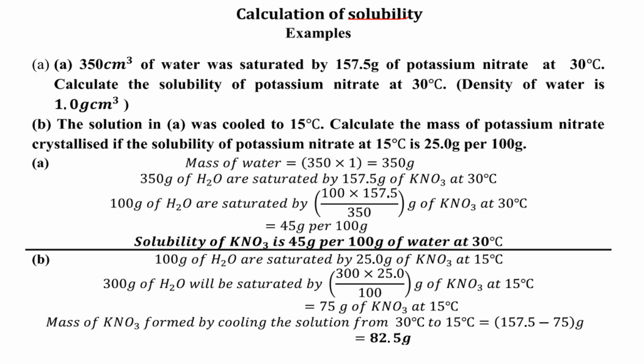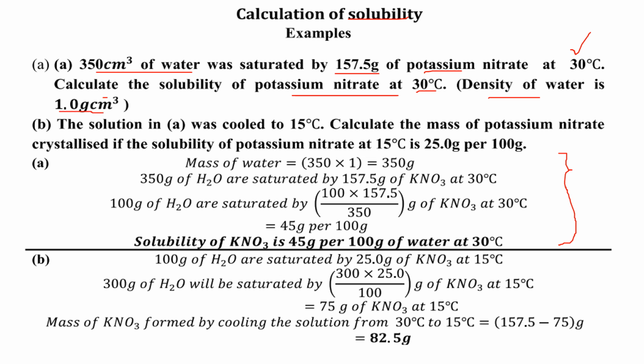Now mostly these questions, in case they are asked, they are brought in paper 1. So part A, we are having that 350 centimeters cubed of water was saturated by 157.5 grams of potassium nitrate, and this was done at a constant temperature of 30 degrees Celsius. Now we are prompted to calculate the solubility of potassium nitrate at the same temperature. Now the density of water is going to be 1 gram per centimeter cubed.